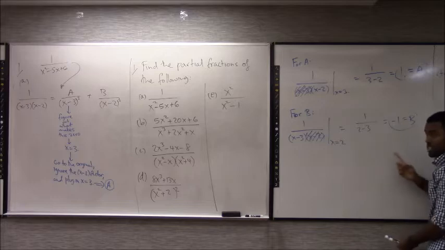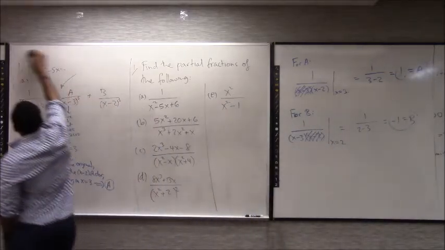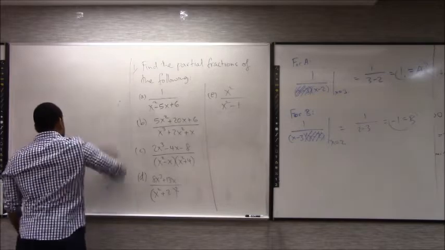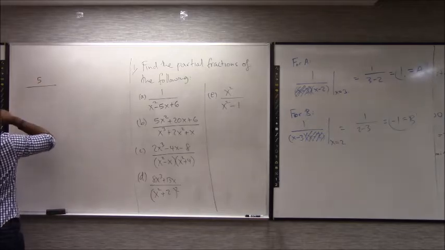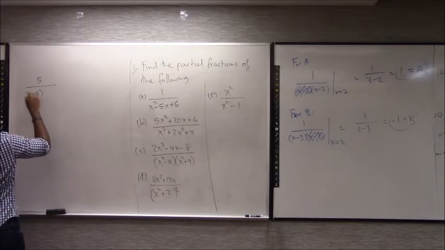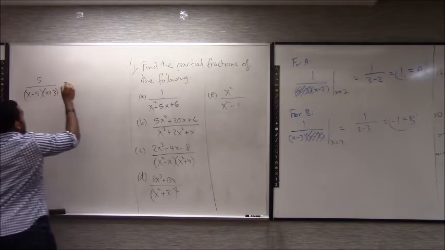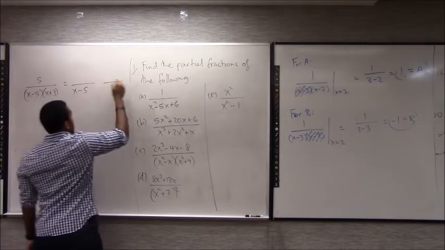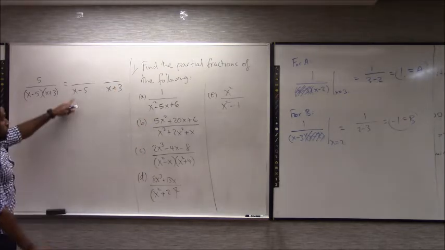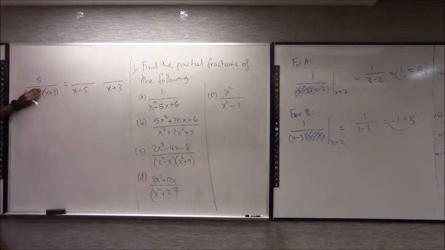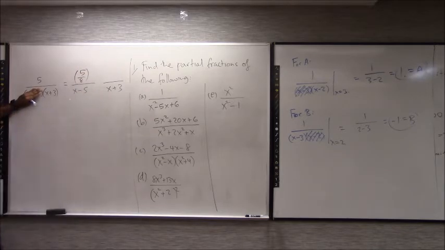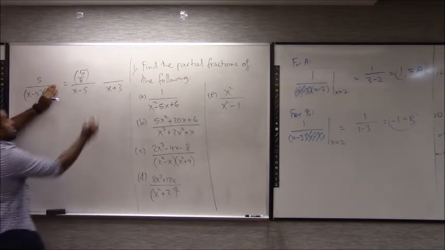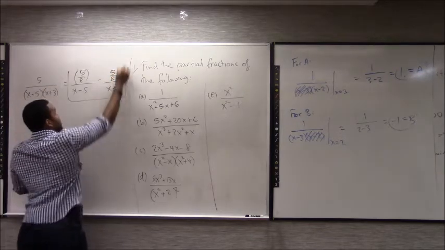It works with linear factors. You'll see something like this. Let's say I have 5 over x minus 5 times x plus 3. I know that this is going to break up into x minus 5 and x plus 3. X equals 5 makes that 0, so I cover that up and plug in 5. I get 5 over 8. That's going to be what goes on top. X equals minus 3 makes that 0, cover that up, plug in minus 3, get minus 5 over 8. Turns out that's the answer.